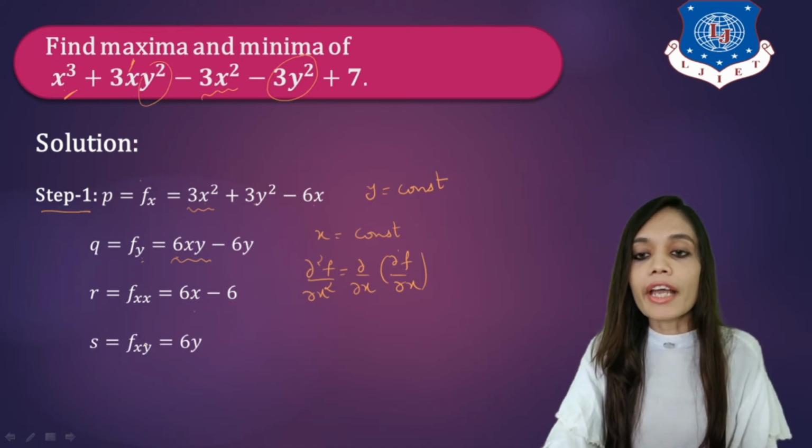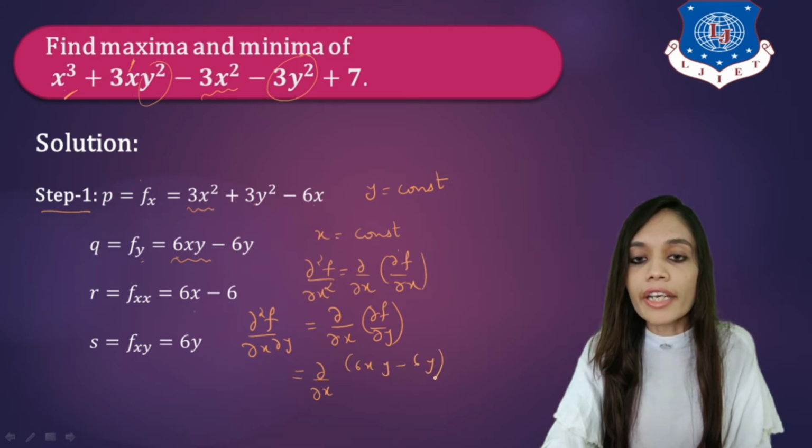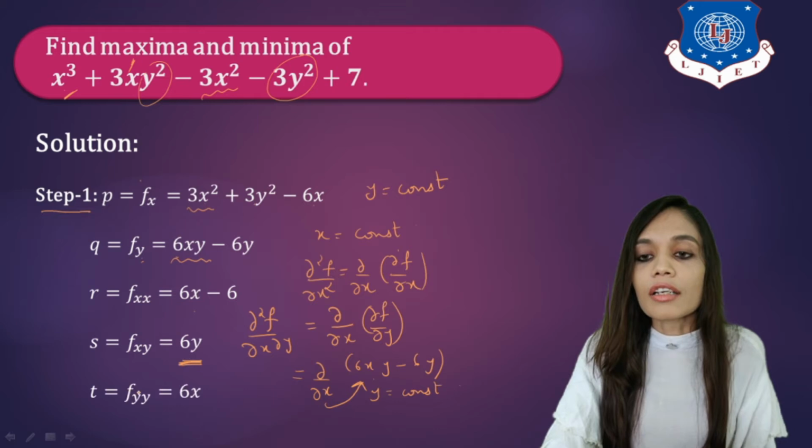Now let us find fxy. So fxy is equal to del square f upon del x del y, right? So this is equal to del by del x of del f by del y. Your del f by del y is equal to 6xy minus 6y, right? So do the derivative of this term with respect to x, keeping y constant. So the derivative of this will be equal to 6y, right?